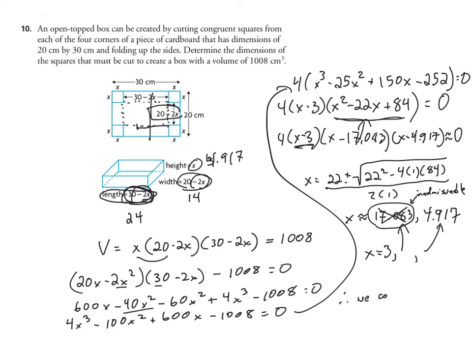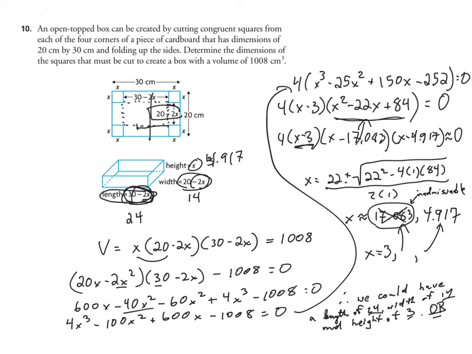We could have a length of, let's see, 30 minus 6, so 24, width of, we got 14, and height of 3. And if you actually do the math, 24 times 14 times 3 equals 1008.